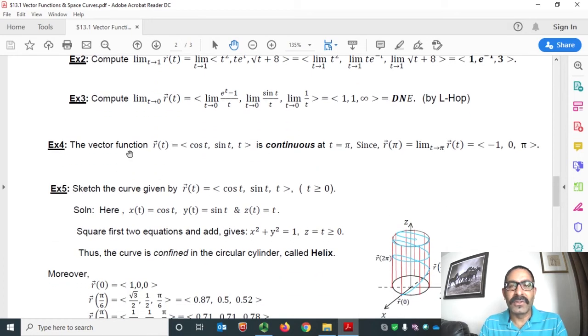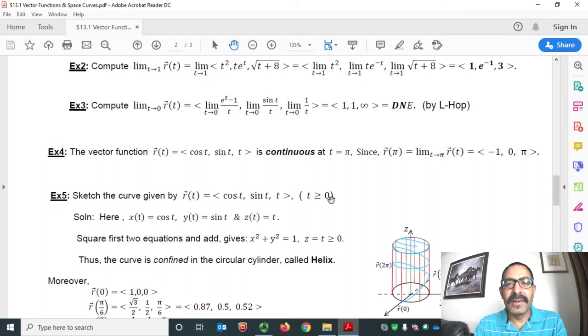Example 4. The vector function r(t), whose components are cosine t, sine t, t, is continuous at t equals pi, since r at pi equals, and all of these component functions have limits as t tends to pi, which are negative 1, 0, pi. So this function is continuous. Awesome.